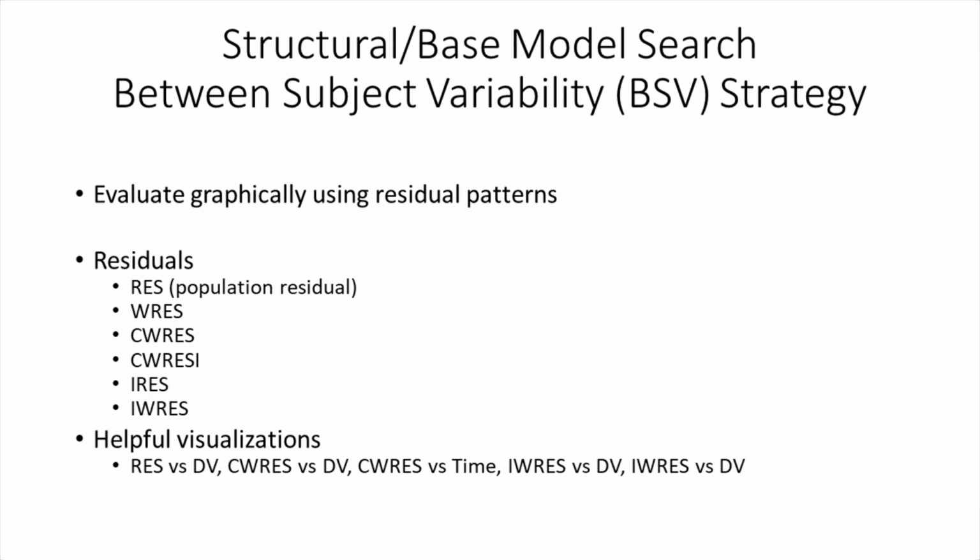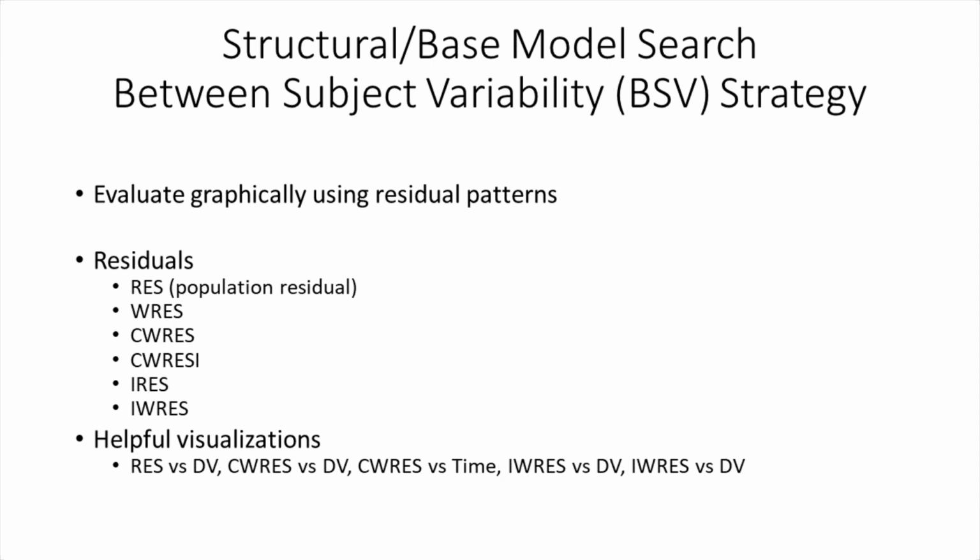And the individual weighted residual, and the weighting depends on the error structure that you select. Helpful visualizations include the population residual versus dependent variable. This will tell you right away if you cannot use an additive model. You'll see a fan structure with increasing distance from the zero line with increasing dependent variable. The conditional weighted residual versus dependent variable, conditional weighted residuals versus time, individual weighted residuals versus dependent variable.